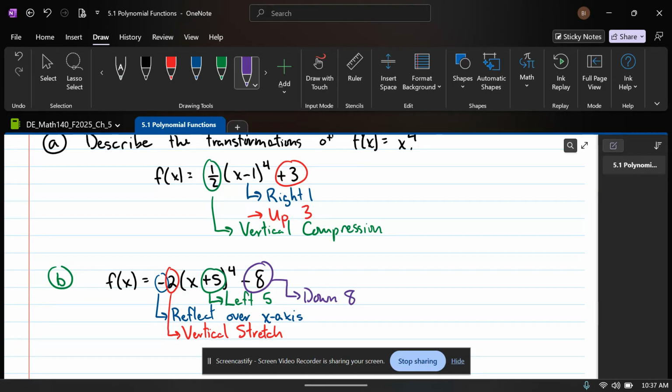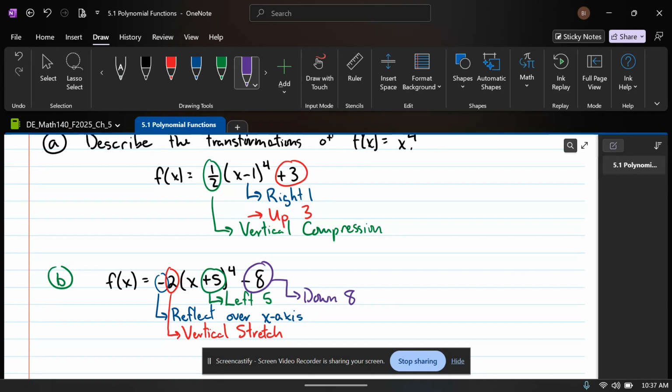Realize I could change the parent function to x cubed, x to the 5th power, x to the 18th power. It doesn't matter what the parent function is. The transformation rules are the same. The parent function is the only thing that's changing.